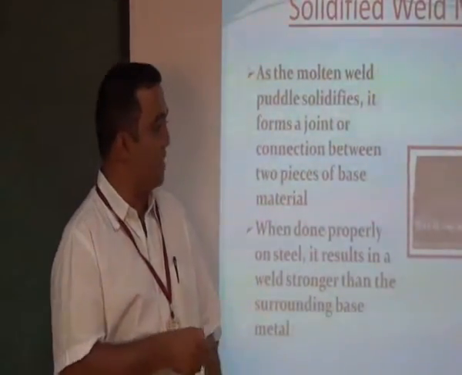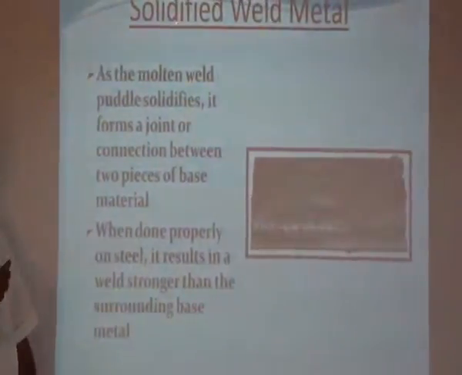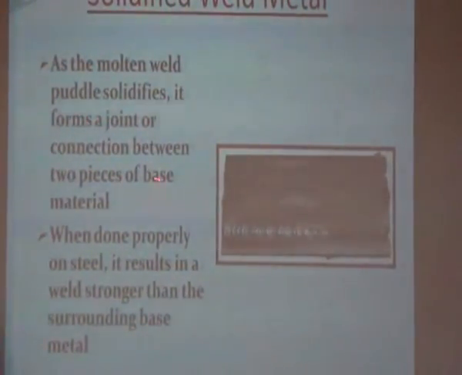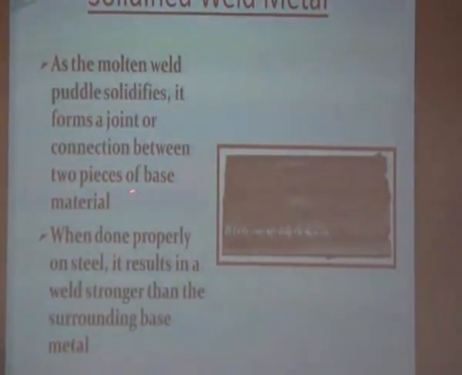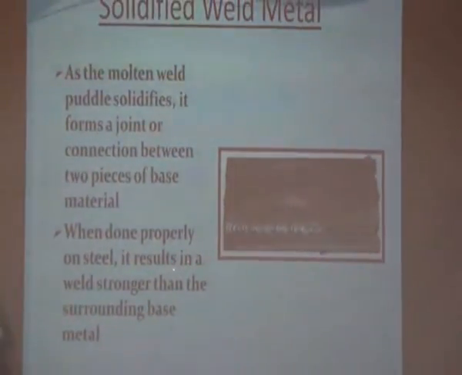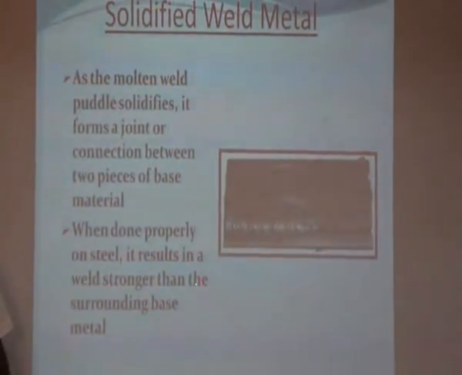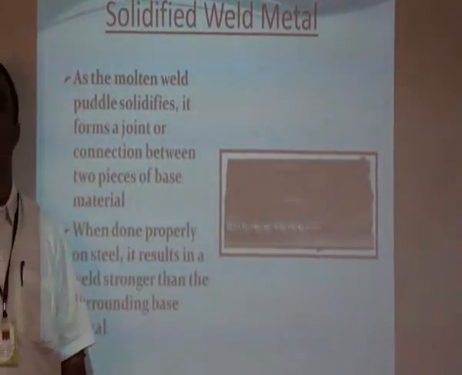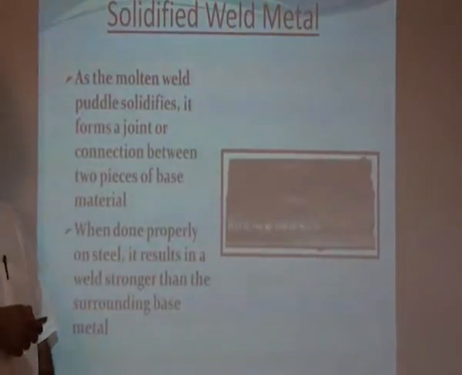Now this is the pictorial view of the solidified metal. As the molten metal puddle solidifies, it forms a joint or the connection between the two pieces of material. When done completely on steel, it results in a weld stronger than the surrounding base metal. Sometimes the welds are even stronger than the base metal, and we will have a permanent type of joint.